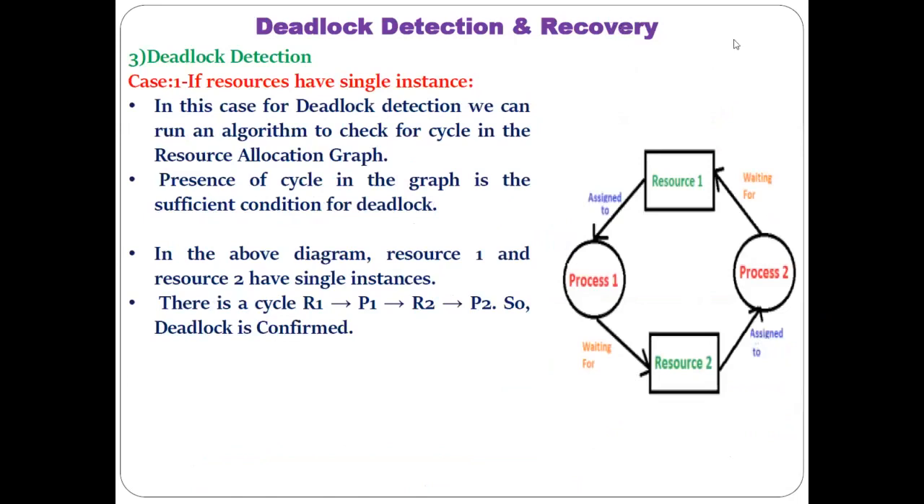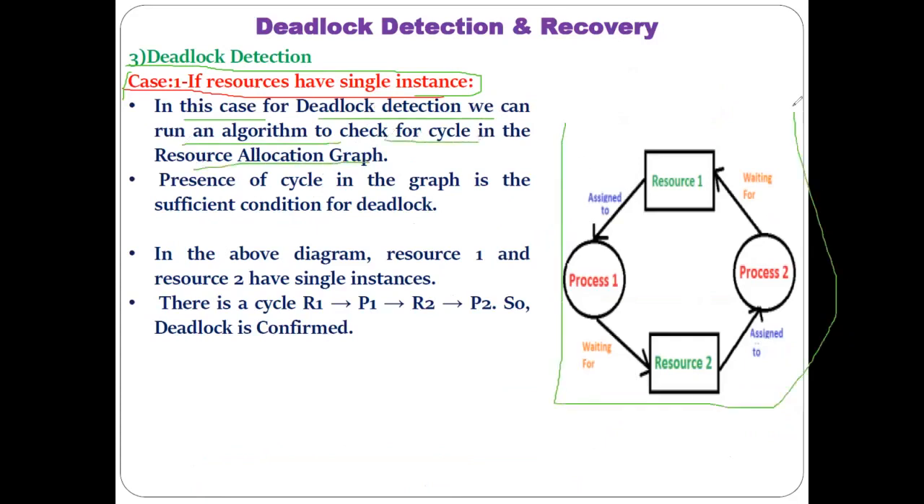So let's see the details case by case. First, case one, where the operating system considers that there is a single instance of each resource type available. As I already explained, in this case for deadlock detection we can run an algorithm to check for a cycle in the resource allocation graph. This is the resource allocation graph where two resources and two processes are available. Process one is holding resource one and process two is holding resource two, while process one is waiting for resource two and process two is waiting for resource one.